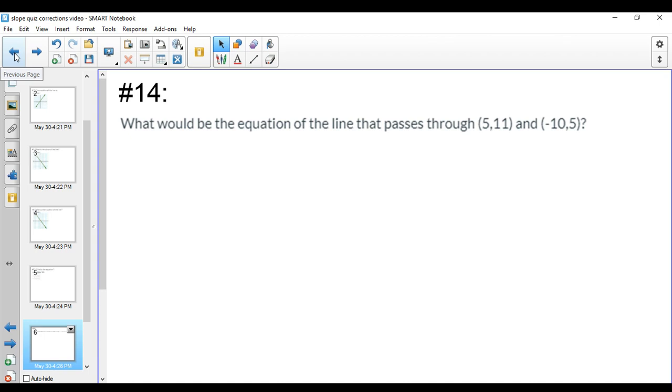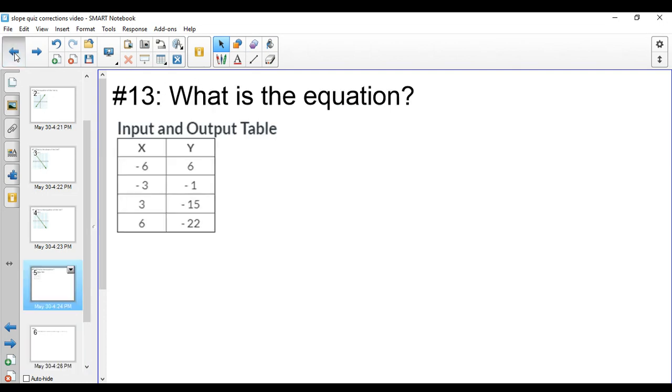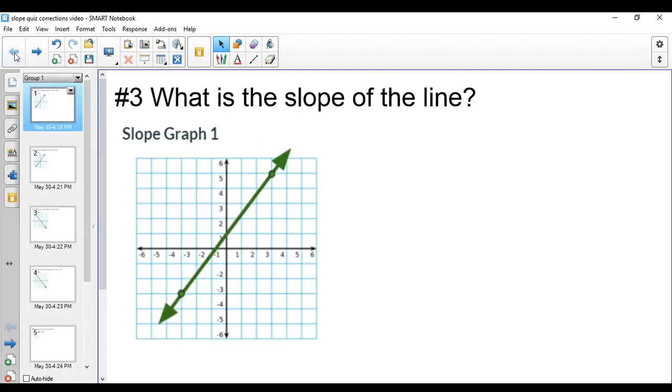Hey guys, we're going to review the most commonly missed questions from last week's slope review quiz. So let's get back to the first slide. Okay, the first one we're going to look at is number 3. So it says, what is the slope of the line?